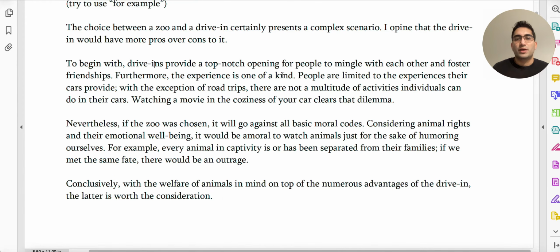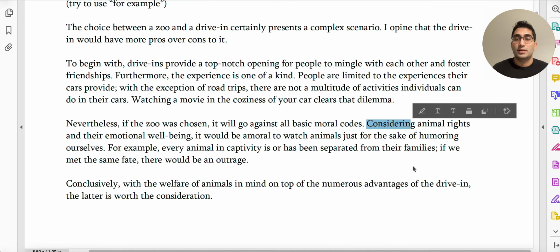Now, she talks about drive-in. Look at these words: top-notch and foster. I'll tell you all the fancy words here. Exception, multitude, dilemma. Dilemma is better than problems. Coziness, you know, all great words. And it continues. Amoral, and that's that. So these are the words. Nevertheless is also pretty good. Outrage is good.